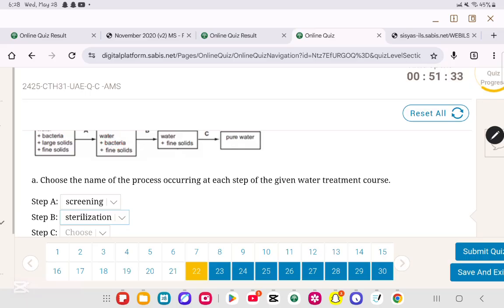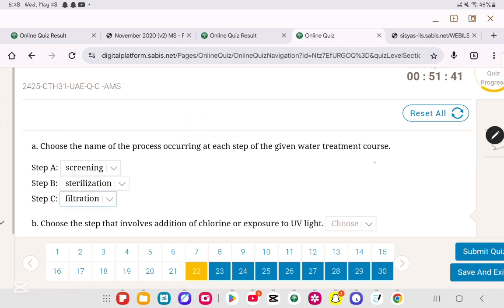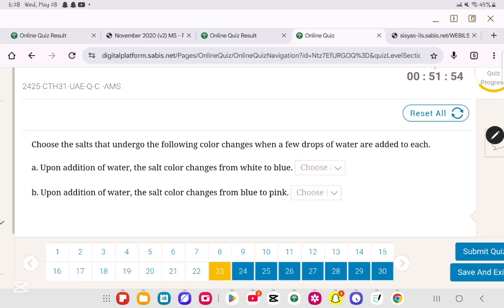Step C is the filtration. Why? Because you got rid of the fine solids. If you get rid of fine solids, then it's definitely for sure filtration. Now, when you add chlorine or UV light, this is a process known as sterilization, and sterilization occurred at step B. That means step B is the answer. We move on to question number 23.